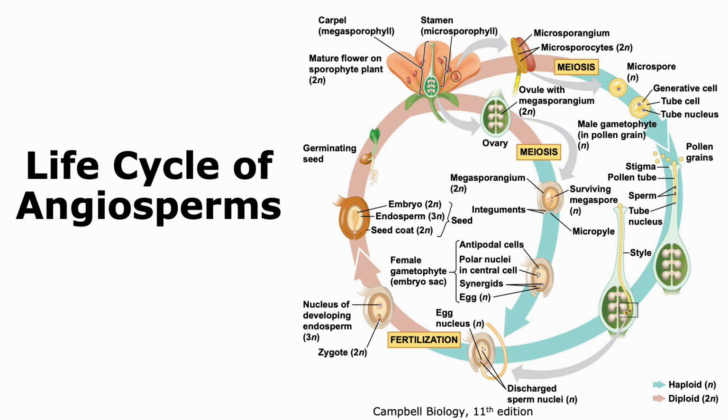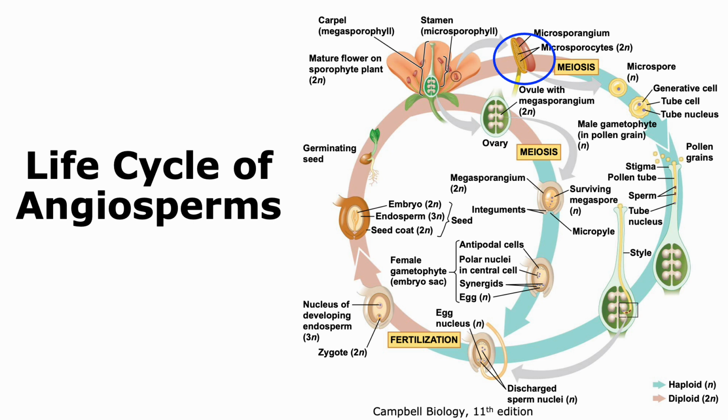Let us look at the life cycle of angiosperms. We'll start with the sporophyte, which is the dominant generation of the plant. The sporophyte attains sexual maturity and produces flowers. Within the flowers, we have the sporophylls. The microsporophyll is the stamen of the flower, and within the anther of the stamen, we have microsporocytes.